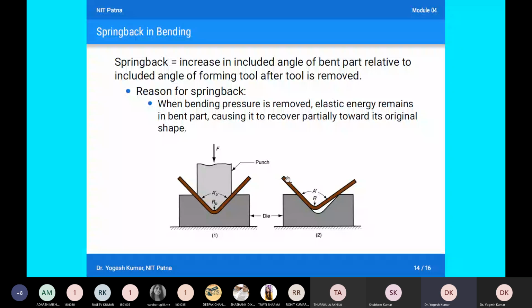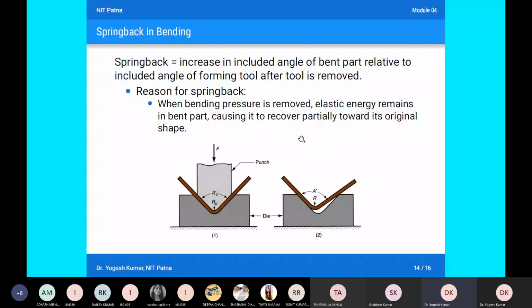In order to compensate for this decrease in the angle of the bent part, what we have to do is additionally increase some bend angle in the die design. If we include this spring back while designing the die, we will get the accurate product as the final shape after the application of this V bend.